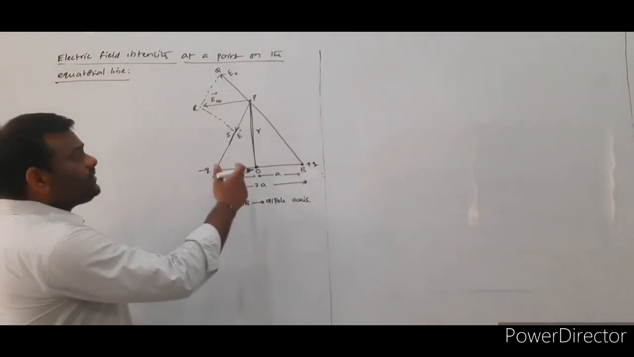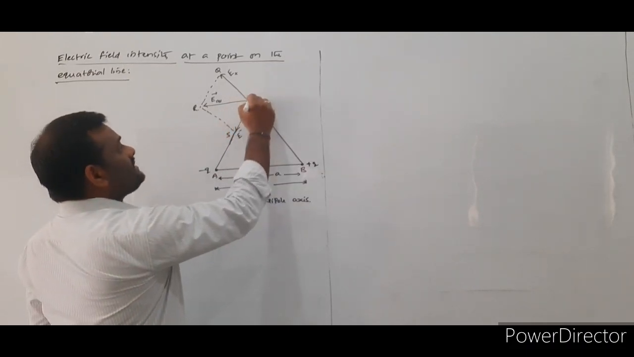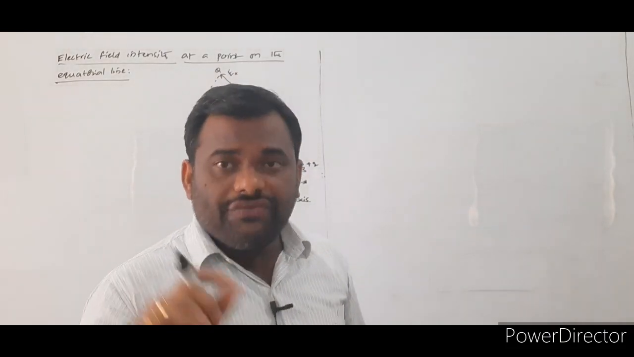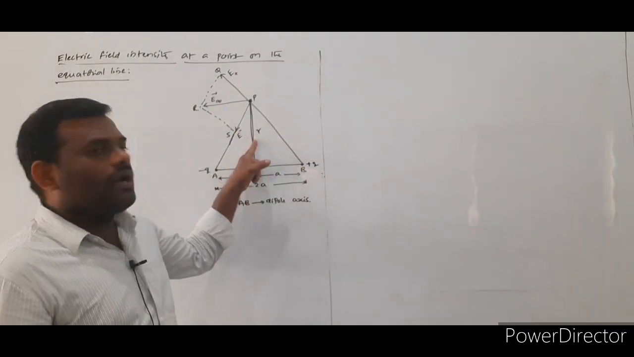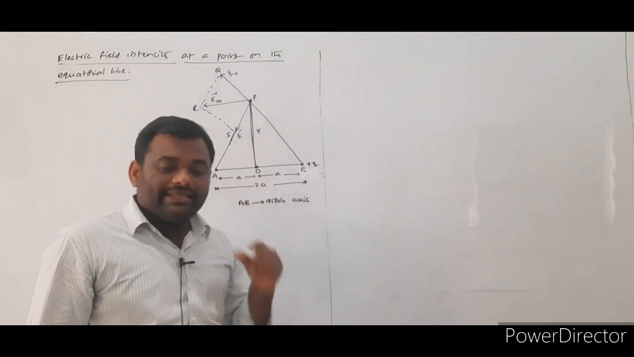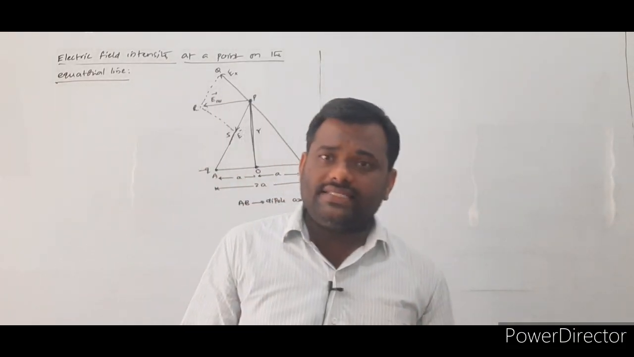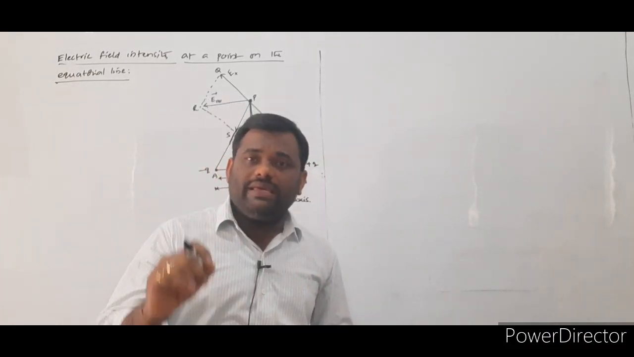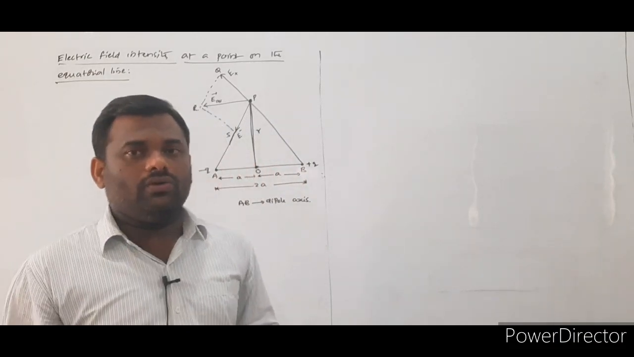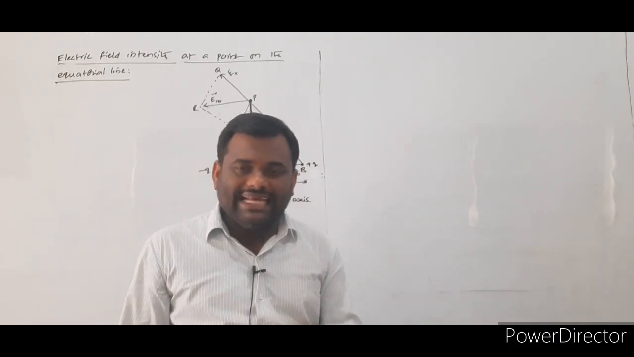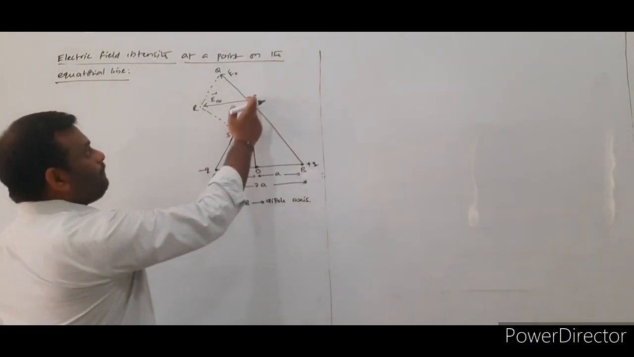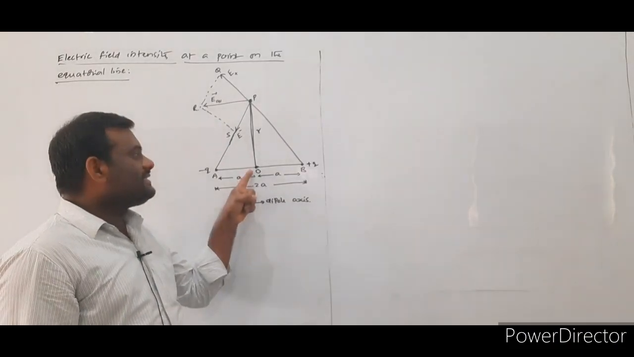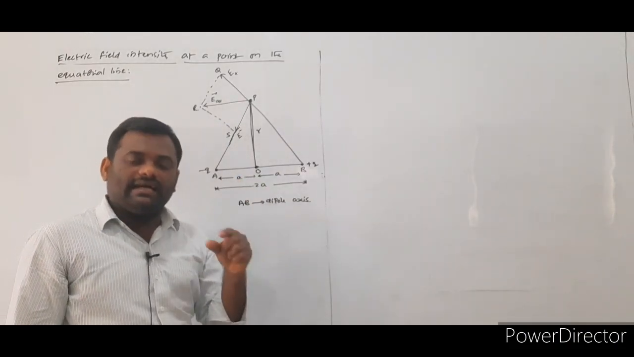Now, along the equatorial line, I consider a point P, which is located at a distance of small r from the center of the dipole. In the last class also I told, in the case of the given dipole, all the distances must be measured from the center of the dipole only. So P is any one of the points present along the equatorial line, at a distance of small r from the center of the dipole.